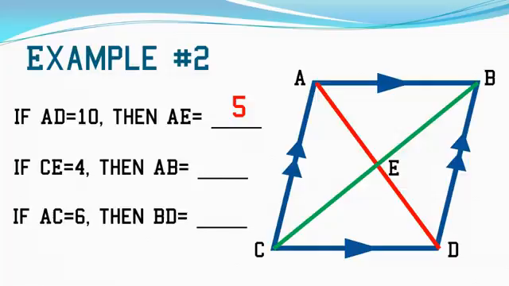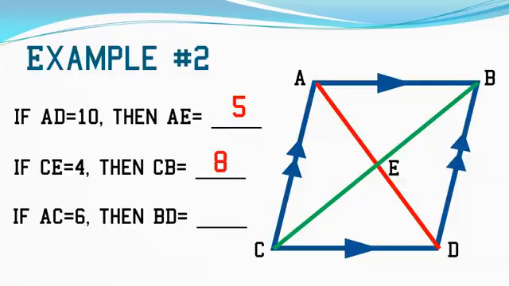CB, the green diagonal, is also bisected. It's cut in half, which means CE and EB have to be equal, have to be the same. Since CE is 4, EB also has to be 4. So that means CB is 8.